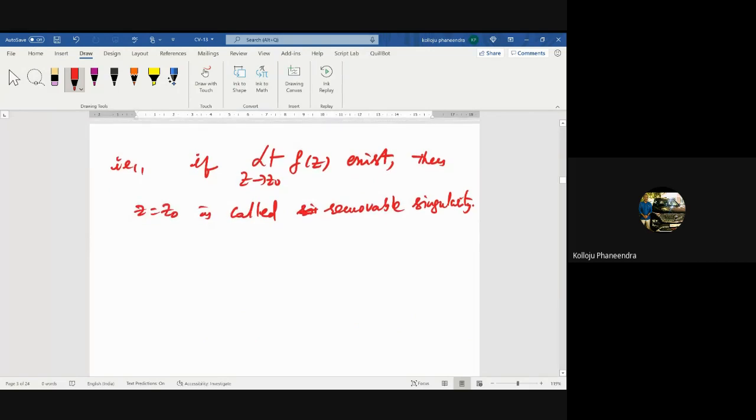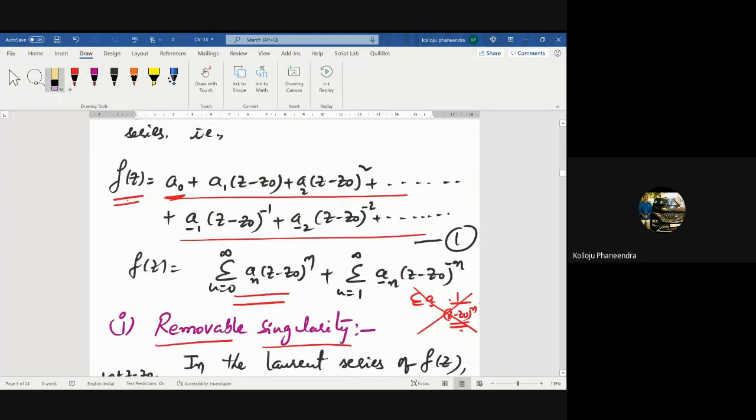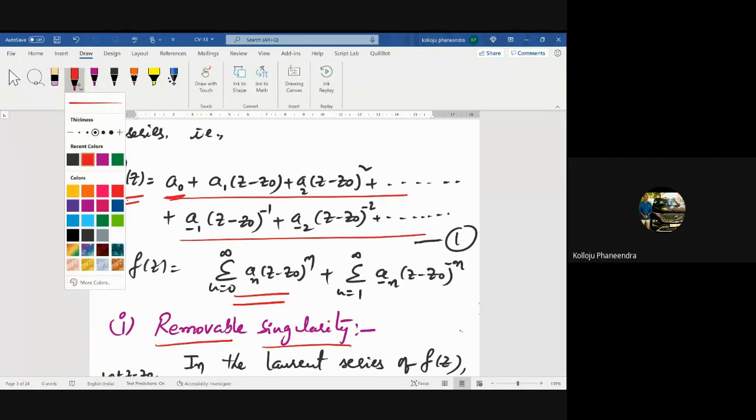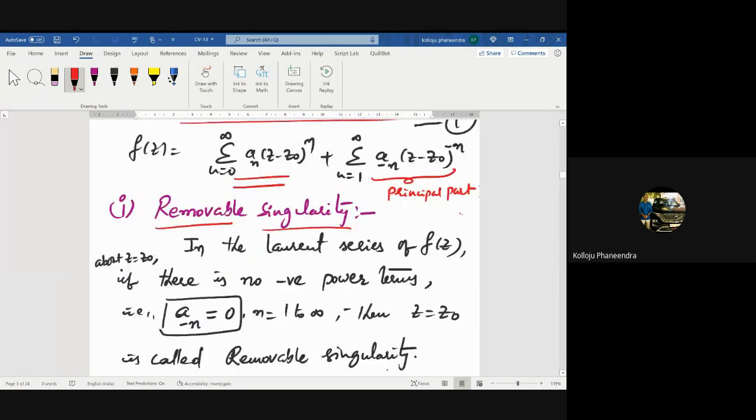Next one is what? Pole. The second one is pole. This is very, very important. And one more important point I forgot to tell. Let me write here. The negative power series is called the principal part. Remember this one: the negative power series is called the principal part.